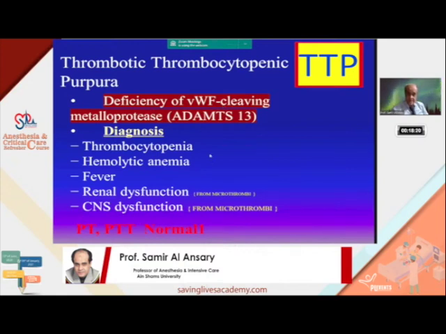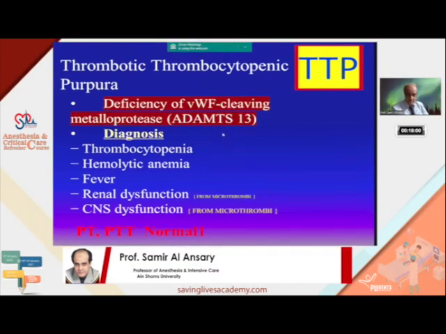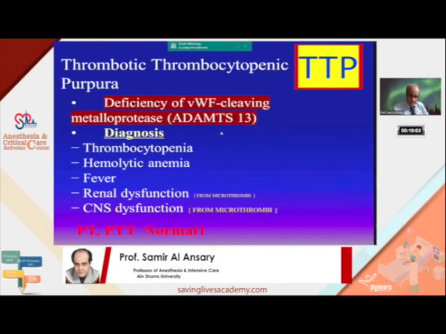TTP is characterized by some items which are very important not to forget: thrombocytopenia, hemolytic anemia, we see schistocytes in the peripheral smear, fever, renal dysfunction, CNS dysfunction, and PTT normal. Coagulation factors here are normal. The problem here is in the platelets themselves due to deficiency of ADAMTS13. And the deficiency of ADAMTS13 may be due to congenital deficiency of this enzyme, which is a metalloproteinase, or due to autoantibodies formed against ADAMTS13, as in severe viral infection, toxemia, sepsis, and so on.